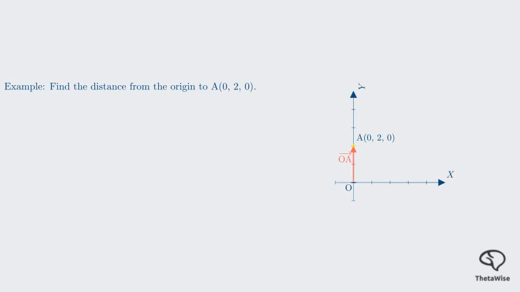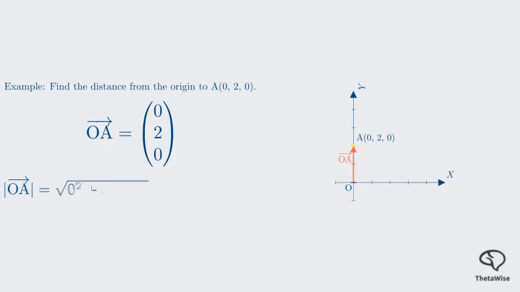We will calculate the distance from the origin to the point A with coordinates 0, 2, 0. Here, the position vector for point A is OA, which is a column vector with components 0, 2, and 0. This means point A lies on the y-axis at a distance of 2 units from the origin. Using our formula, the magnitude of OA is the square root of 0 squared plus 2 squared plus 0 squared. This simplifies to the square root of 4, which is 2.